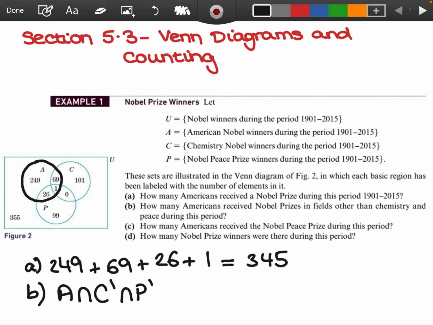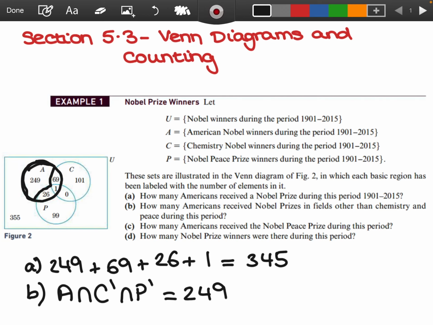So we are looking at all Americans that did not win a chemistry or Nobel Peace Prize but did win one of the other Nobel Prizes. So we are just looking in this area here. So we are looking at that 249 people. Okay, so this is how we pull that information out.